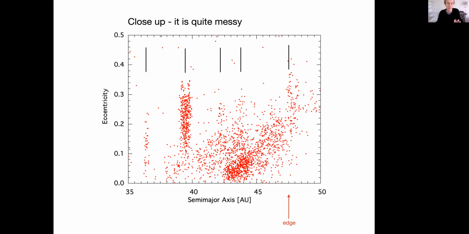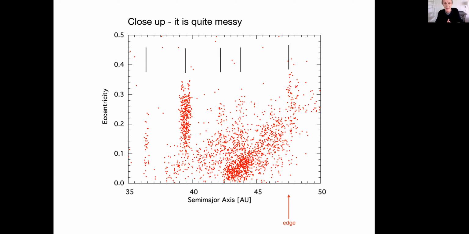Now, when you look close up, it's more messy than I just told you. It's more messy than I just pretended. So here's a zoom in to part of the Kuiper belt. You can see that we see the resonances, the vertical things are still there. We see the scattered Kuiper belt objects, that diagonal band is still there over on the right. The classicals are still there. It's kind of a cluster about 43, 44 AU with small eccentricity, but they're all blended together, and it's hard to say which one is which in certain parts of that diagram.